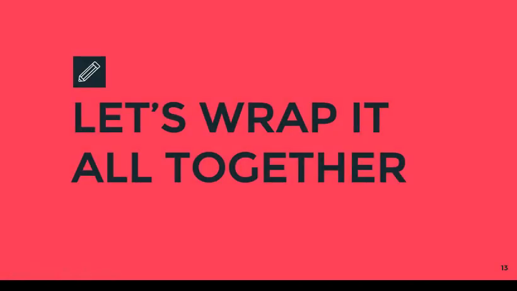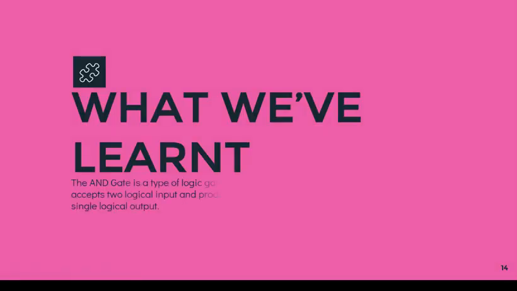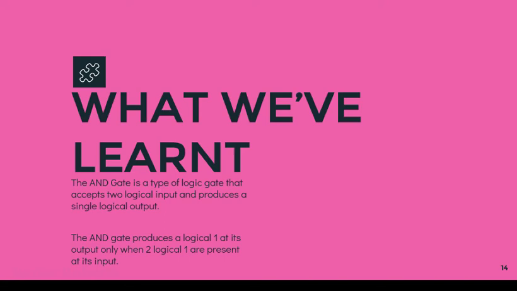Let's quickly wrap up what we have learned. The AND gate is a type of logic gate that accepts two logical inputs and produces a single logical output. The AND gate produces a logical 1 at its output only when two logical 1s are present at its input. So we will only get a 1 as our output if we have a 1 at both of our inputs. And the Boolean expression which governs the AND gate is given as X, our output, is equal to A AND B.